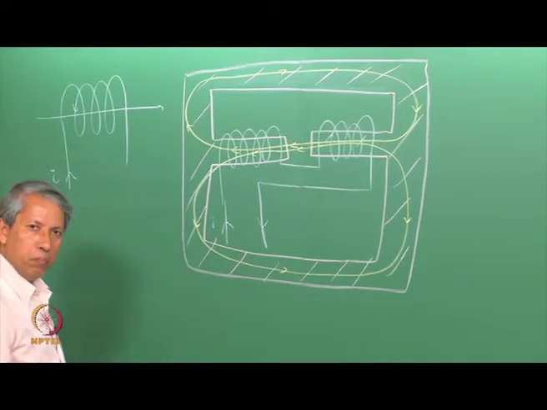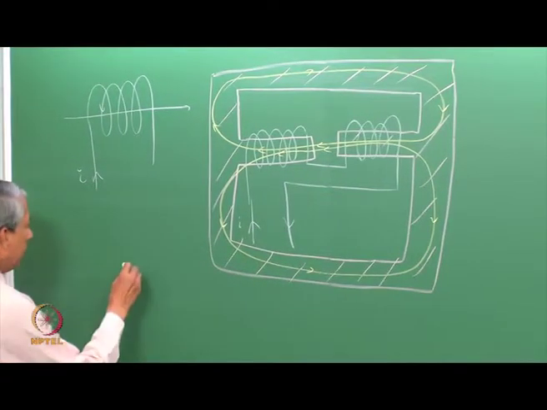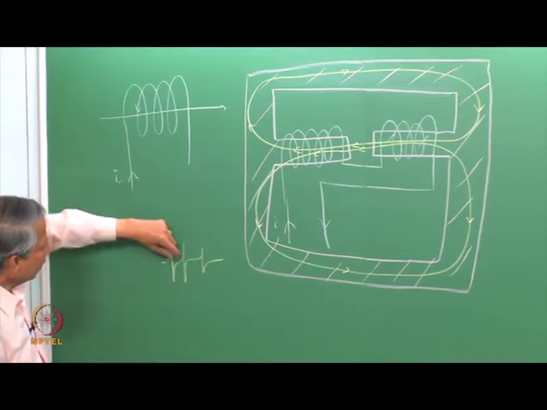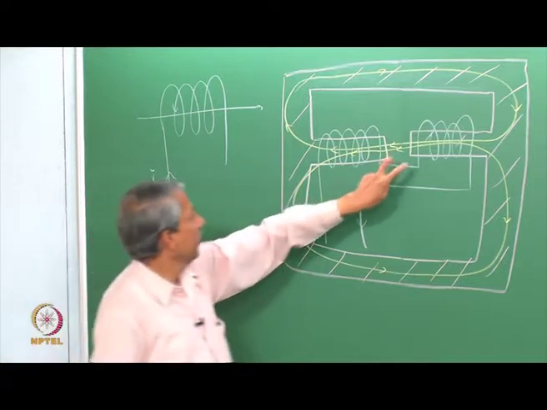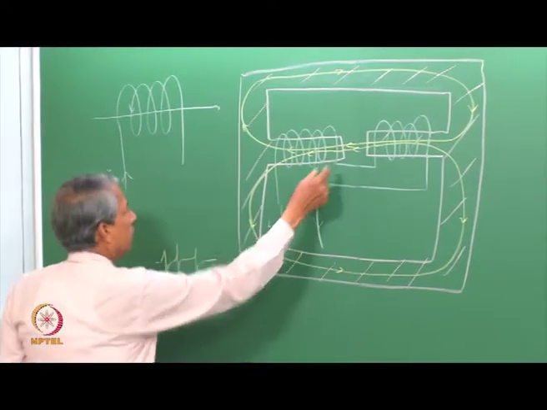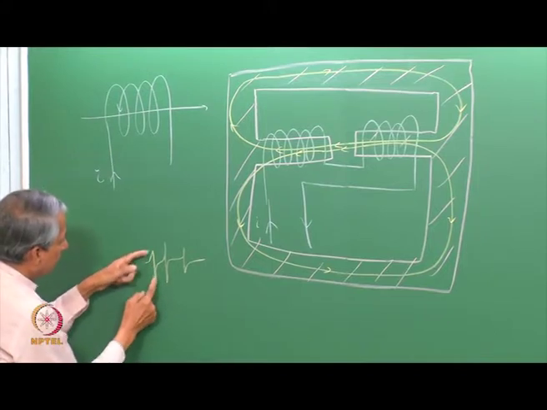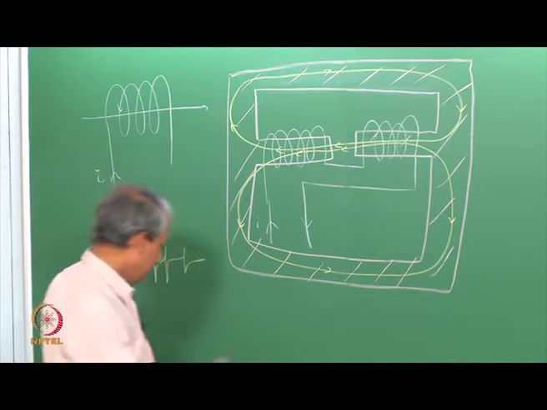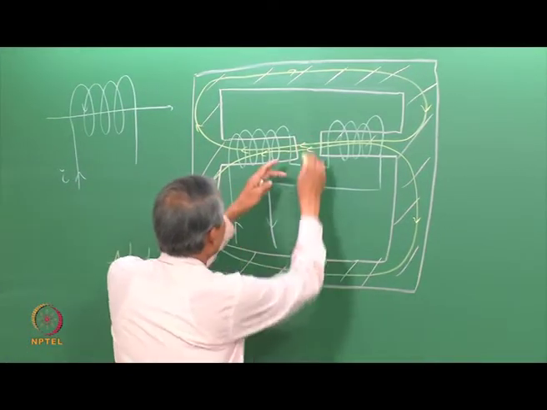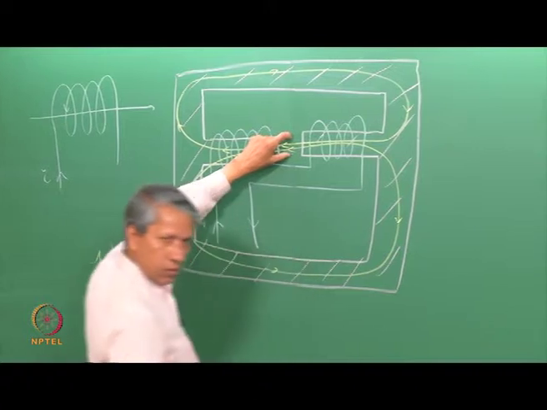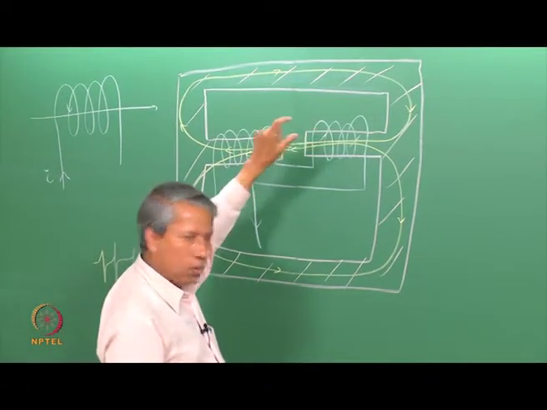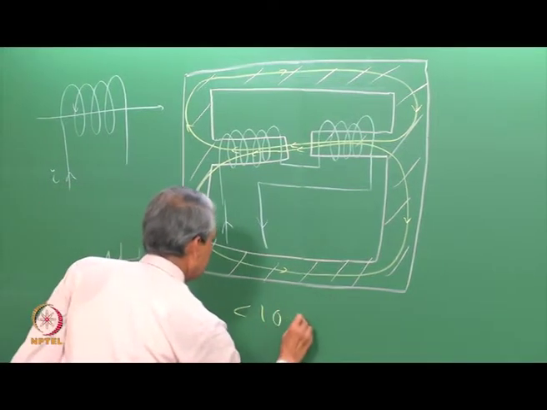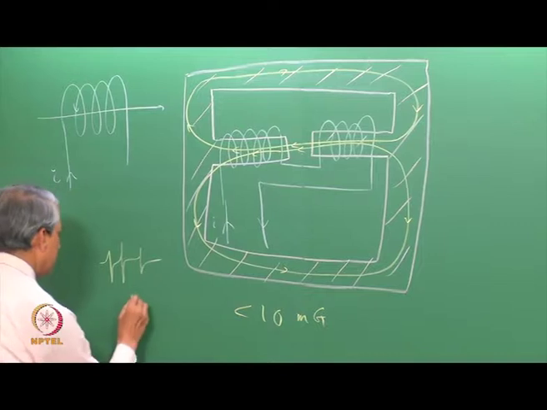Why? Because many EPR spectra come with very narrow, very closely spaced lines. If the field is not homogeneous, or if the inhomogeneity is more than this width or even the separation, then these lines cannot be resolved. A typical requirement is that within the sample, which is kept in a cavity, so within the cavity dimension, the inhomogeneity should be less than 10 milligauss.